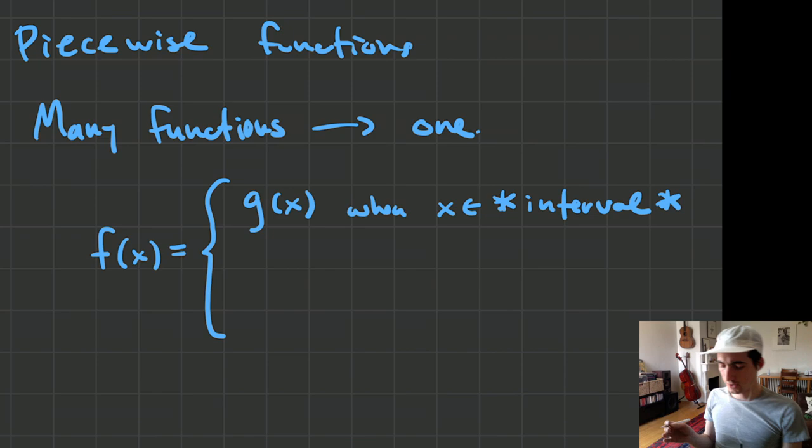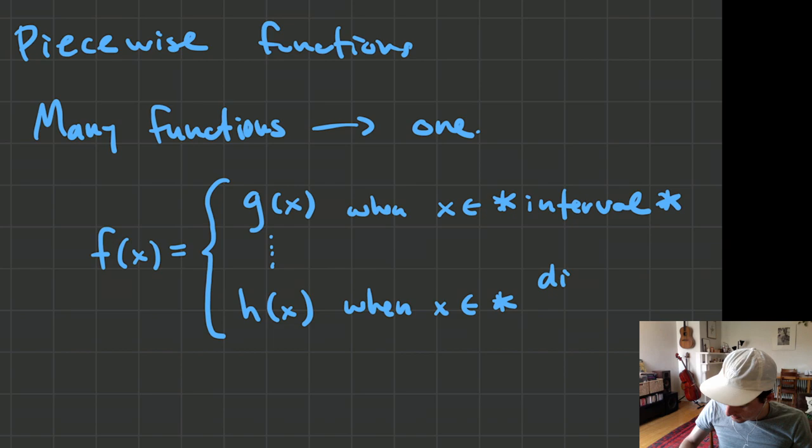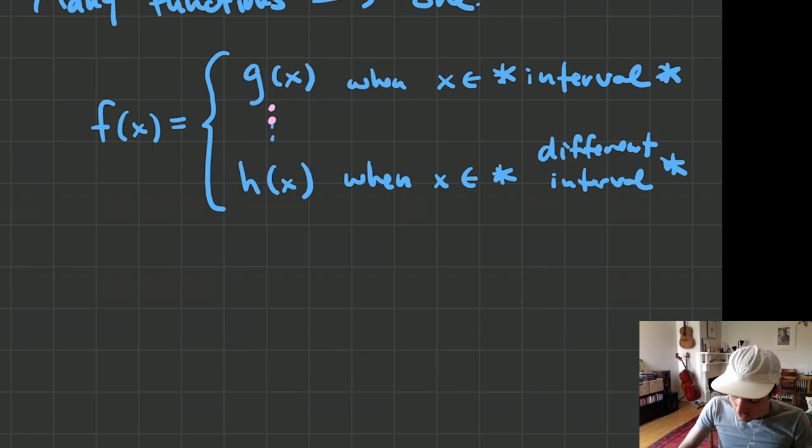So you have your function g of x under certain conditions of x, and really what it's talking about is the domain. Different parts of the domain get assigned different functions. So you could have this when x is in a different interval. And you'll notice that I put some dots here. These dots represent that there could be many different functions all in one.